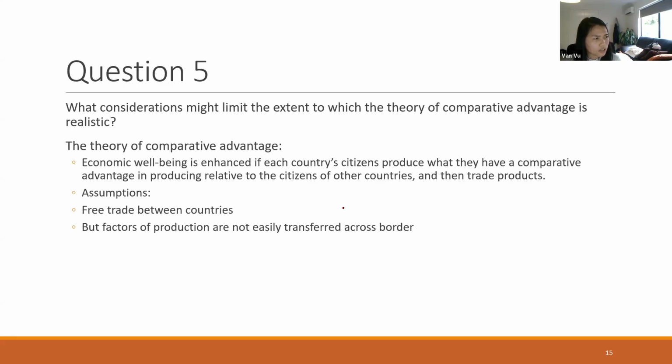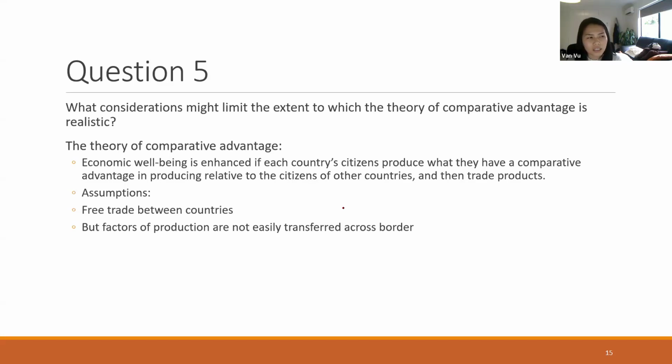Question 5 is a theory question, which is for us to understand why globalization comes about in the first place. So this question states, what are the considerations that might limit the extent to which the theory of comparative advantage is realistic? So the theory of comparative advantage is one of the major arguments for why we should have globalization.